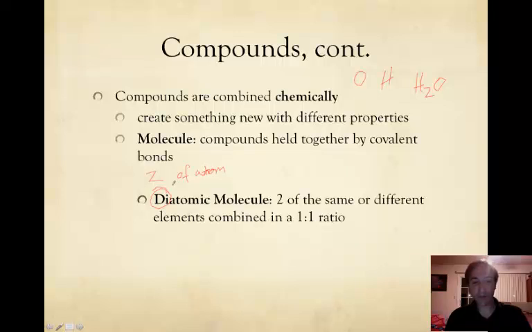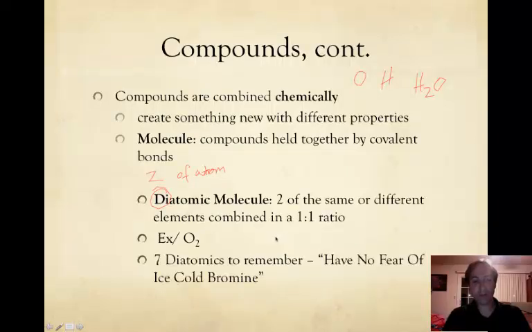Okay, they have two atoms combined, two of the same or two different atoms, two different elements combined in a 1-to-1 ratio. And what I mean by you need to know the diatomics, there are 7 of them that you need to have memorized. This guy here, the O2, is an example of one. O2 would be 2 oxygens combined. Think of it as an atom of oxygen, and they are combined or held together chemically by a covalent bond.